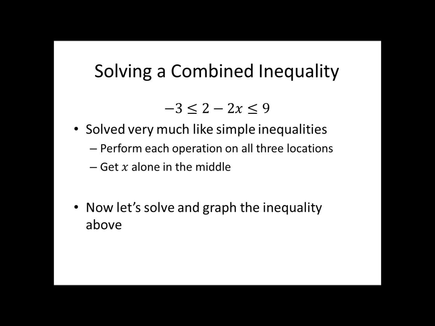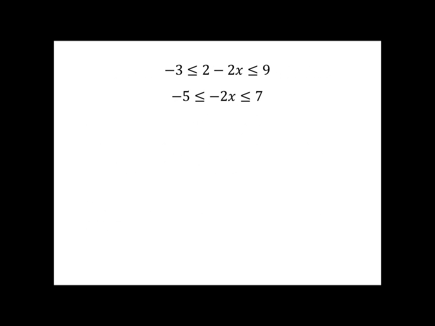So let's solve and graph this inequality. Now we're going to start out by simply subtracting 2 from all three spots. That gets rid of that 2 in the front, in the middle. Now I'm going to divide by a negative 2. Now remember, whenever you divide by a negative number, you need to flip those signs. So I get 5 halves is greater than or equal to x is greater than or equal to negative 7 halves. Now if this was your answer on your paper, you'd get it totally right.